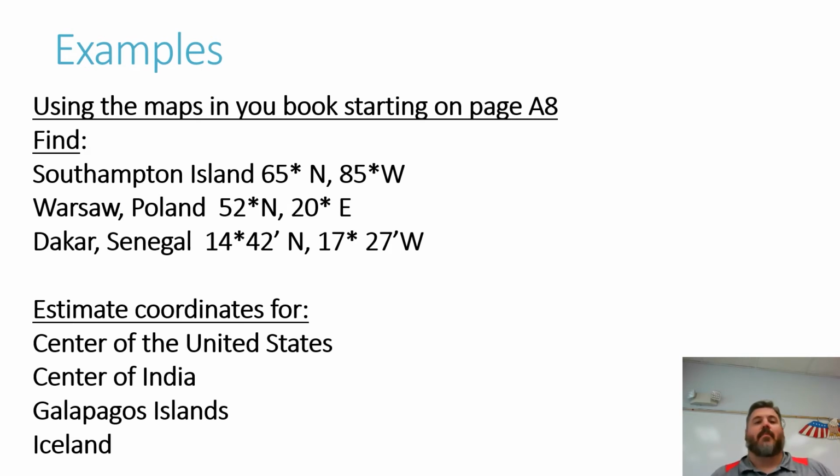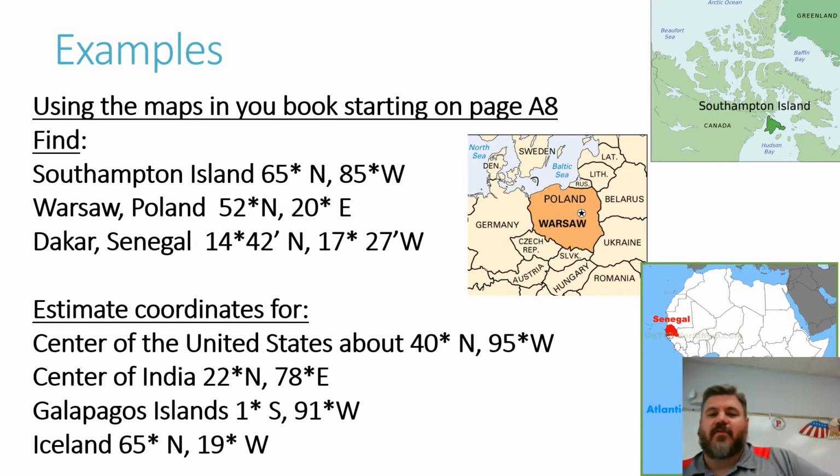But it should be written out properly. Again, the number, the degree symbol, north, comma, the number, the degree symbol, and then west. If it's in the south, you'll put south, and if it's in the east, you'll put east. Now, where are these places located?